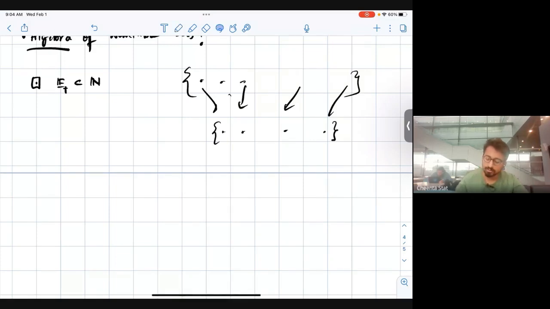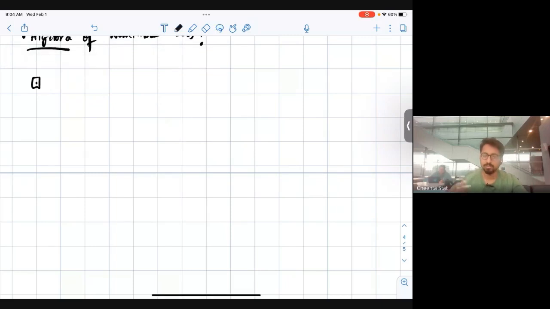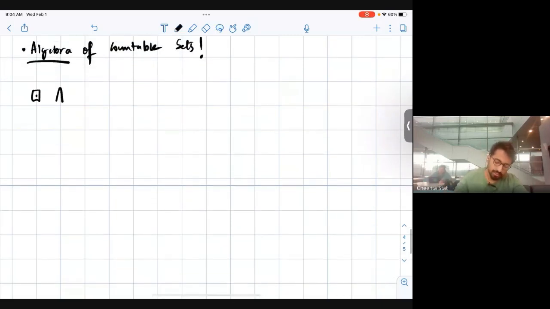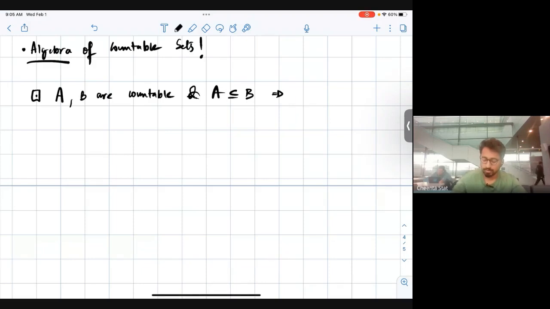So the first result that I will show you, I will not prove it, but you can prove it. I will upload reading material, and you can learn from there. If B is countable and A is a subset of B, then it implies that A is countable.